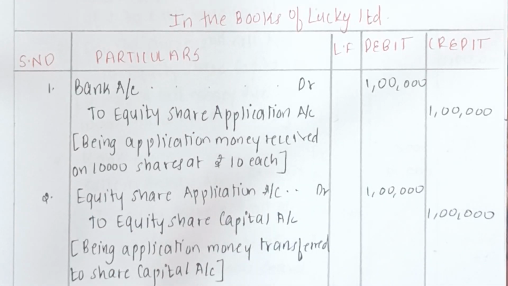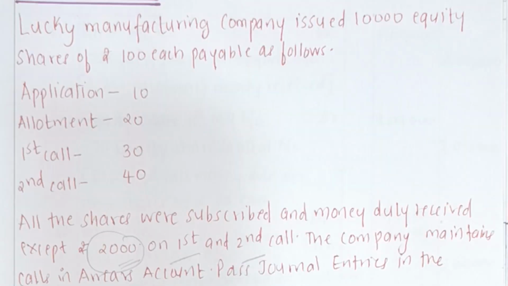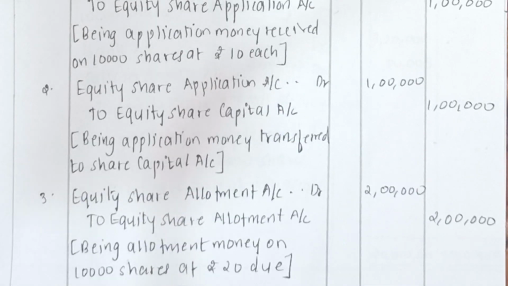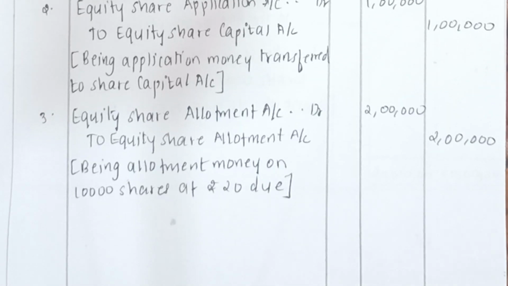The first entry is bank account debit to equity share application account. You get it by multiplying 10,000 into 10, so 1 lakh and 1 lakh. Moving on to the second one, that is equity share application account debit to equity share capital account. The amount will be the same, 1 lakh and 1 lakh, and the narration is being application money transferred to share capital account. Moving on to the third one, that is allotment.